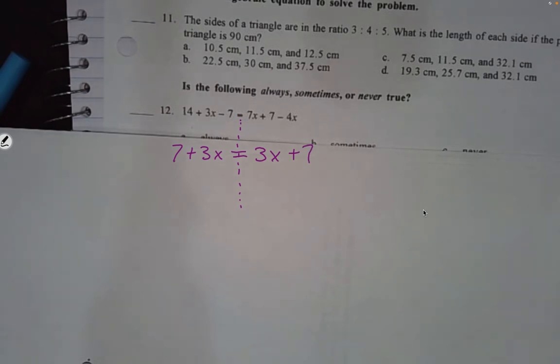Okay? Now, I know you can probably tell they're the same. I'm gonna keep going just so you can see. I'm gonna move my 3x over. So now, since I'm moving it over, I'm gonna do the opposite. Since it's positive, I would have to subtract. What do you notice happens? They all cancel out, all my x's. So 7 equals 7. Is that sometimes, always, or never true?